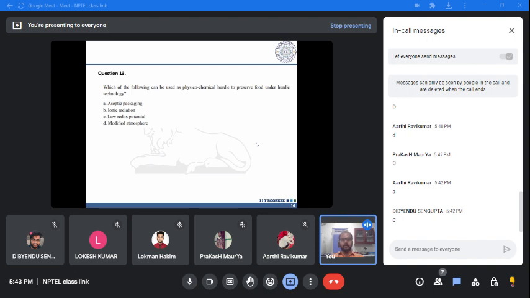And which of the following can be a physicochemical hurdle to preserve food under hurdle technology? So in hurdle technology, which option is a physicochemical hurdle? Aseptic packaging, ionic radiation, low redox potential, modified atmosphere. By elimination you can also know the answer. Physicochemical will involve both physical and chemical. Okay, answer your option in the comment box.